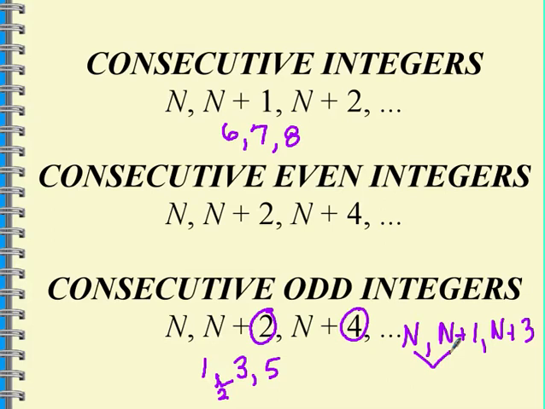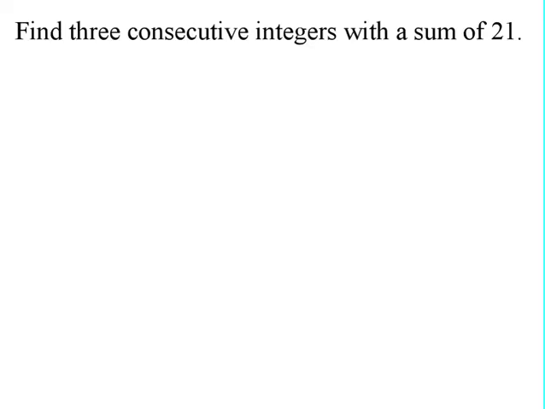So the biggest thing you need to remember is that when you deal with evens and odds, you're going to use the exact same thing. So let's go ahead and look at an example of this. It says find 3 consecutive integers with a sum of 21.